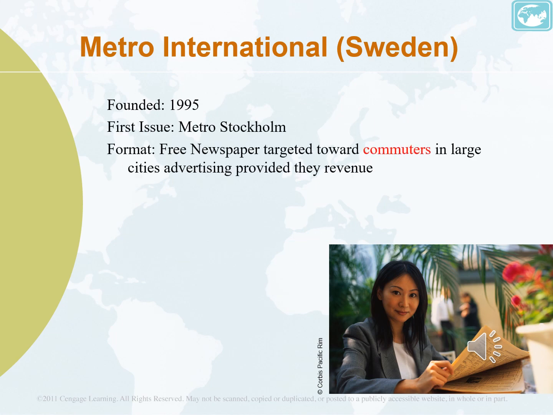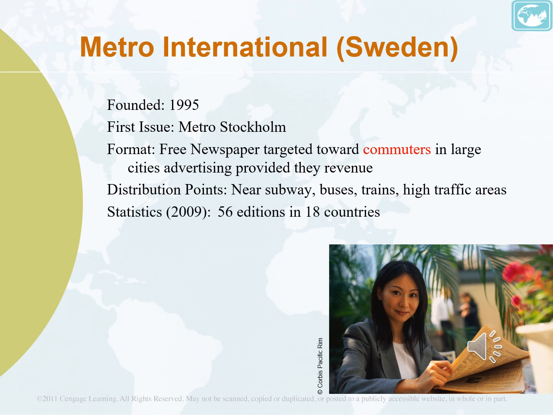There's another company called Metro. Probably you may not know it. I don't think we have that here in South Carolina. But when I was on the faculty of Drexel University in Philadelphia, we had this newspaper. This is a Swedish newspaper called Metro, right? It was founded in 1995. The first issue was Metro Stockholm, right? The format is a free newspaper targeted towards commuters in large cities.